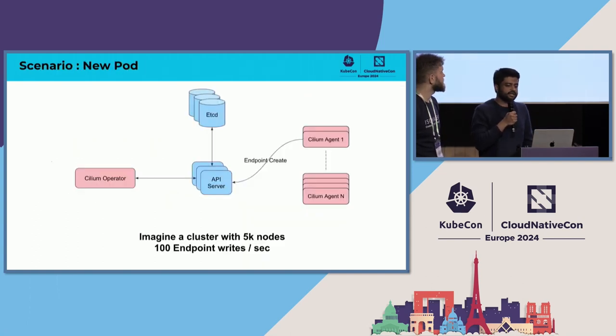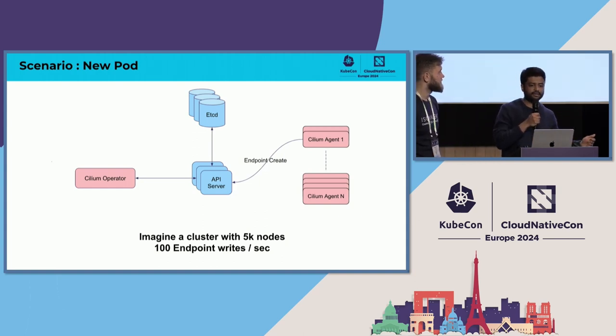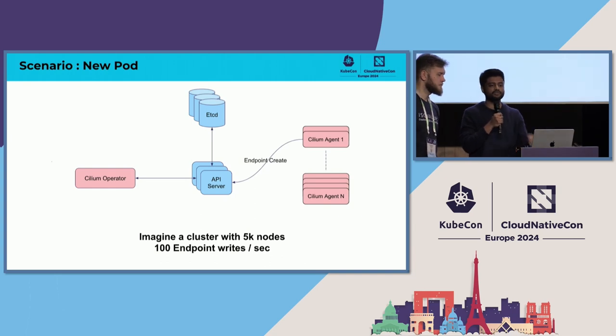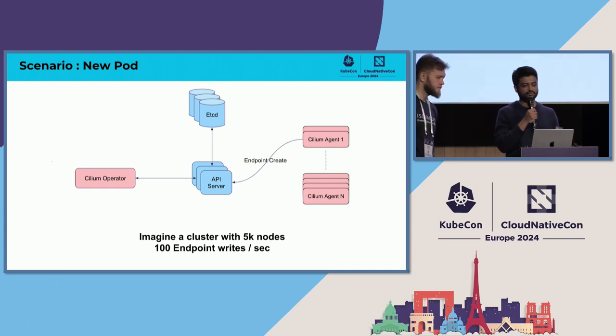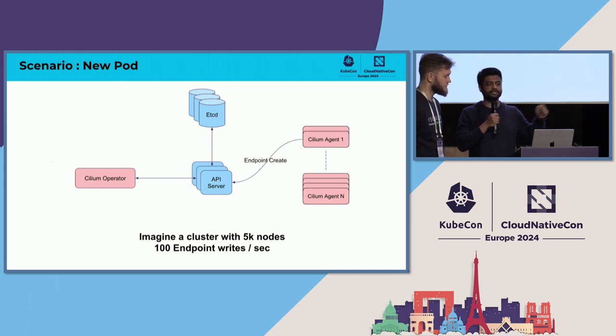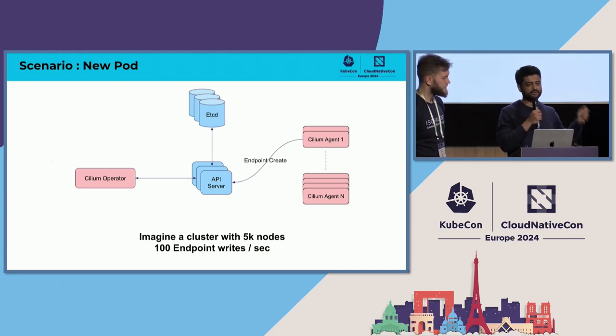So let's take a look at a scenario. Let's say we have a 5,000 node cluster, and we have a new pod that's scheduled onto one of these nodes. Soon after, your container runtime makes a CNI add call to the Cilium agent, and the Cilium agent will create an endpoint object for you. That endpoint needs to live in your API server because you're using the CRD mode, so an update gets posted to the API server.